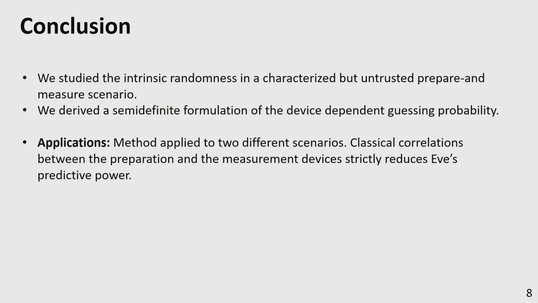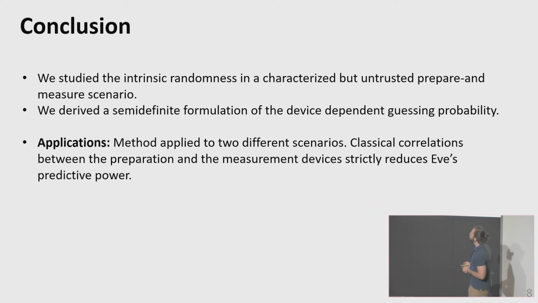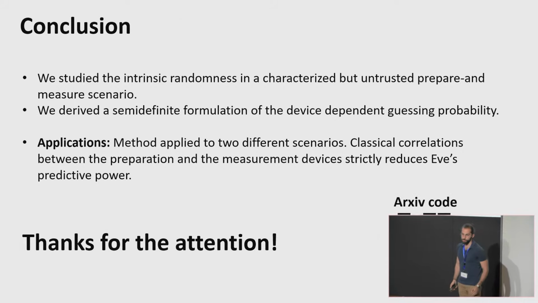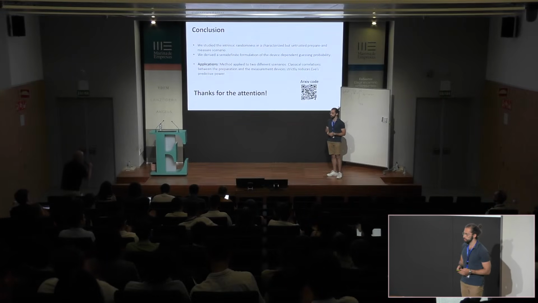OK, so this was the last one. I just want to conclude. What we did is study the intrinsic randomness in a characterized but untrusted prepare-and-measure scenario. Then we derived a semi-definite formulation of the device-dependent guessing probability. And we applied this to two different scenarios. And then we showed that classical correlation between preparation and measurement can strictly reduce its predictive power. So thanks for the attention. Thank you very much.